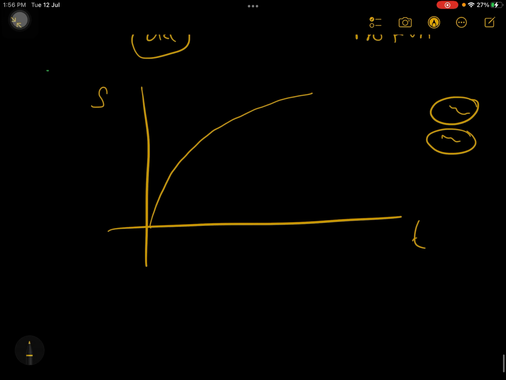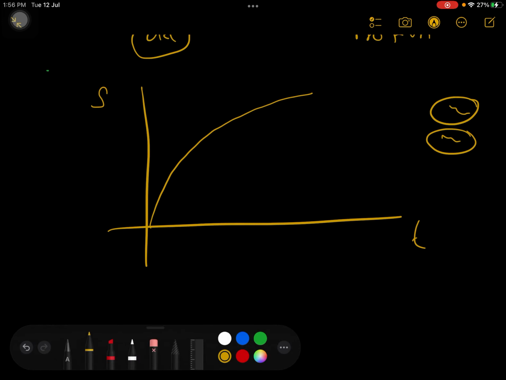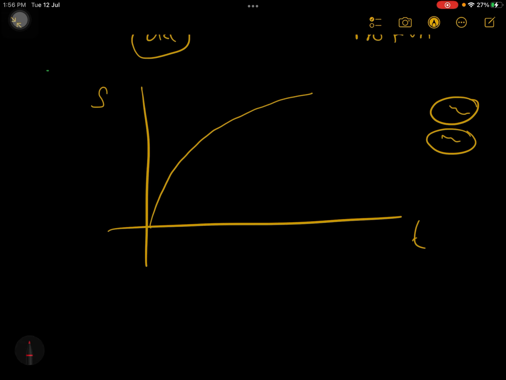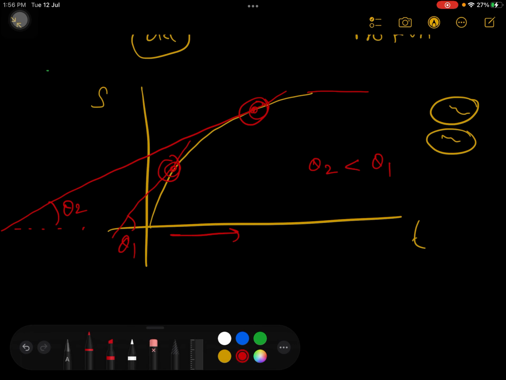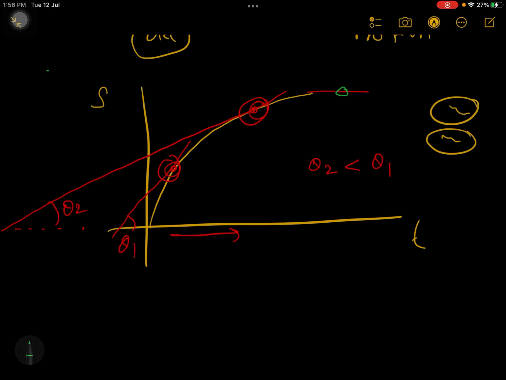But in this case, you can see, I'll change the color. At this point, you target the slope, so the slope is giving you this much angle. At this point, the slope is giving you somewhat this much angle. You can clearly see, if this angle is theta 1 and this angle is theta 2, then theta 2 is less than theta 1. You are moving in this direction, but the slope is decreasing. When you go further, suppose like this, you will reach here. So at this point, if you find the slope, is it exactly a straight line? So suppose theta 3 is equal to 0.